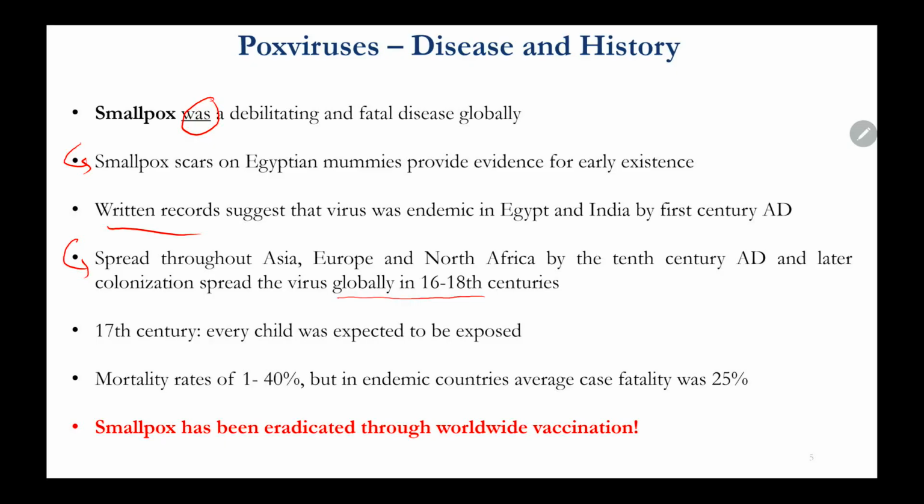And in the 1700s or 1600s, so the 17th century, every child was expected to be exposed to smallpox. Okay, so it was very common, and all children were expected to be exposed to this disease. Okay, and the serious part was that the mortality rate was as high as about 40%. Okay, but in countries where the virus was endemic, the fatality rate was about 25%.